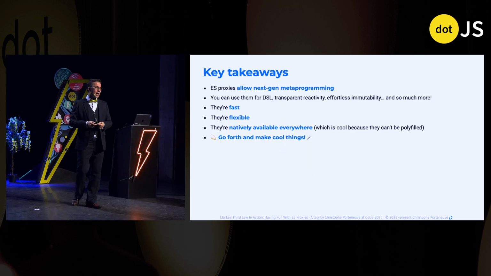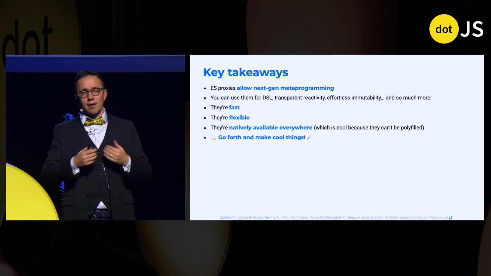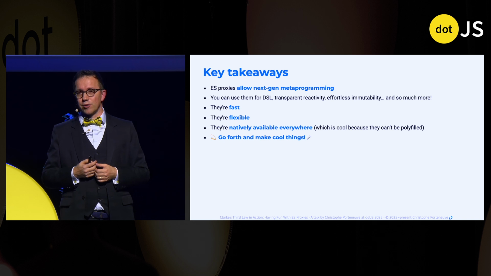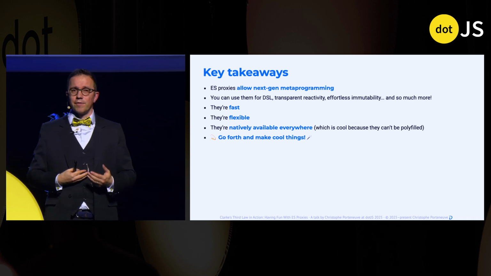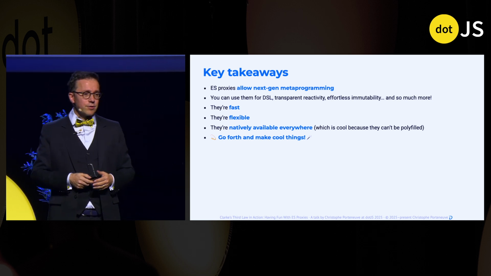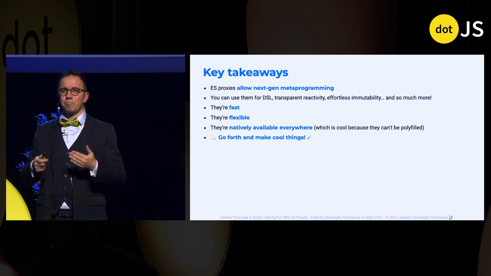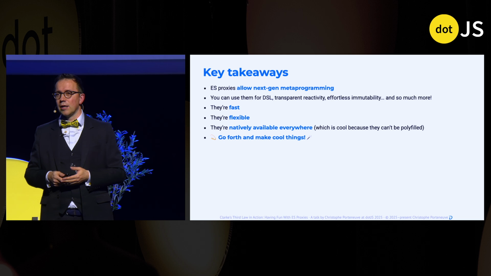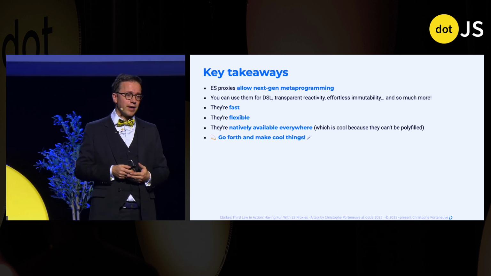So the key takeaways I have for you is ES proxies allow for next-gen metaprogramming. I love metaprogramming. I think it's really cool. It's a really good way to provide good DX, both for your internal stuff and for anything that is user-facing, like a library and API. You can use them for a ton of use cases. They're extremely fast. You have a performance penalty that borders on 0. And it's a lot faster than object descriptors, by the way. So it's really, really fast.